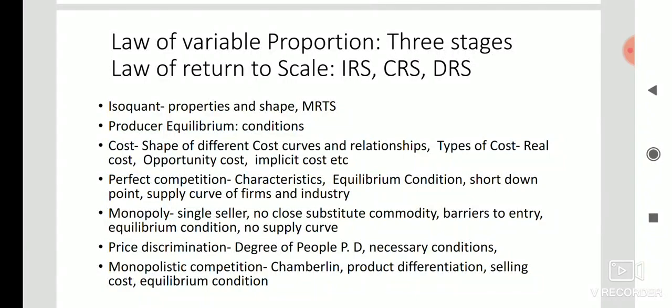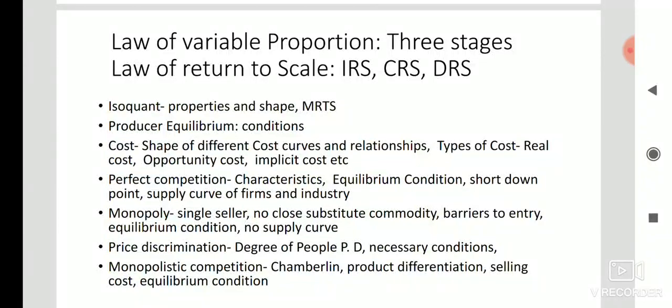Then, in case of perfect competition or market structure, sometimes questions come from the assumptions, characteristics or features of perfect competition. A market is called a perfectly competitive market if it satisfies some conditions like large number of buyers and sellers, product homogeneity, free entry and exit of firms, profit maximization objective, no government regulation, perfect mobility of factors of production, and perfect knowledge about the market condition.